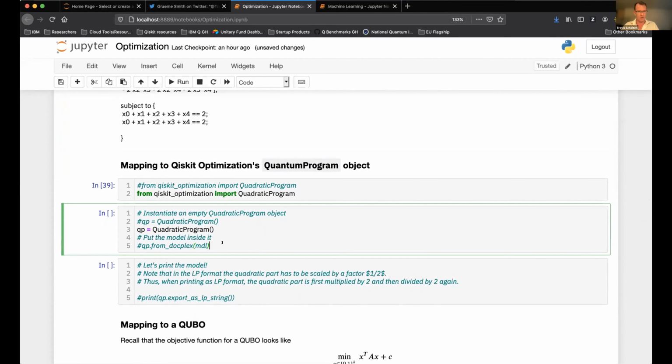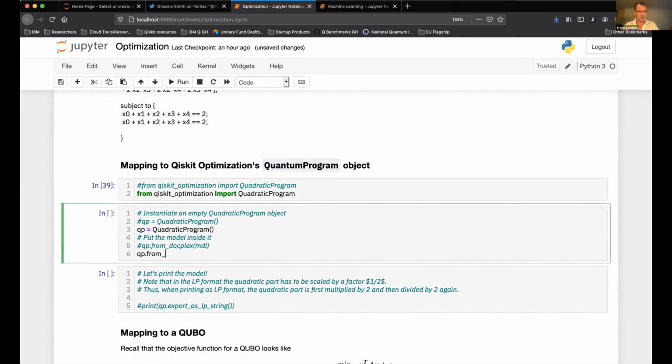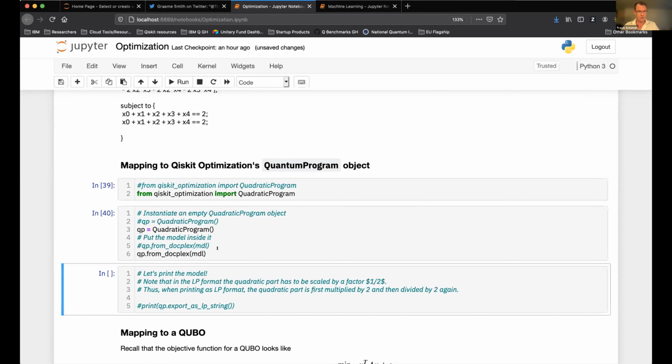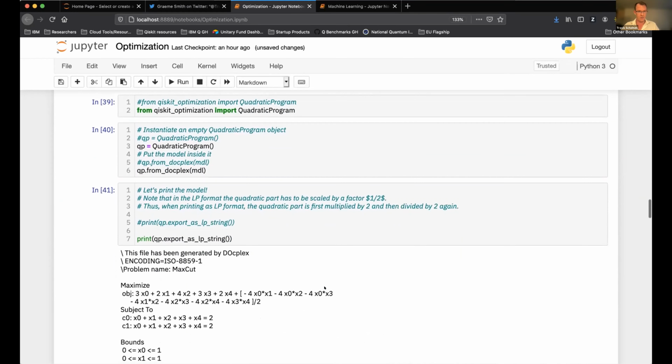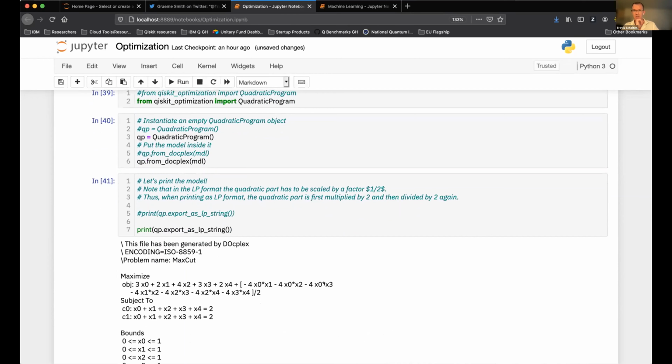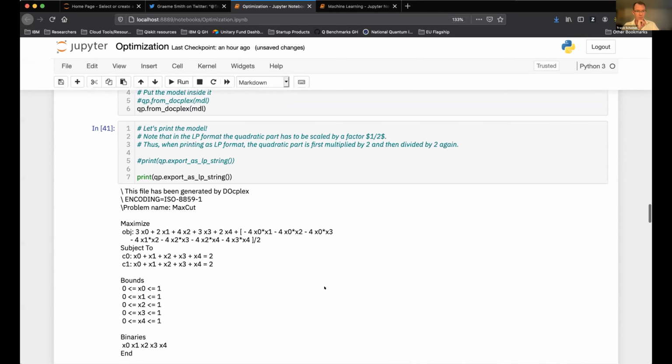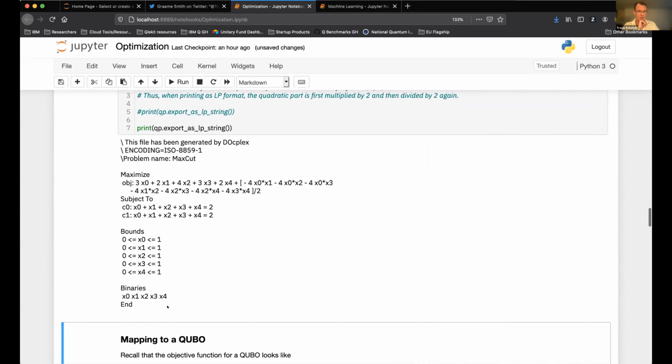Okay, so getting back to our quadratic program, that is a typo right there. So we instantiate it, and now what we're going to do is say, I have this DOC-plex model up above, and I just want to ingest that into this object here. Now we can export this as an LP string, LP for linear program, and print it. You can see that this gives you the same information that we saw in DOC-plex, although maybe it includes a little bit more information.